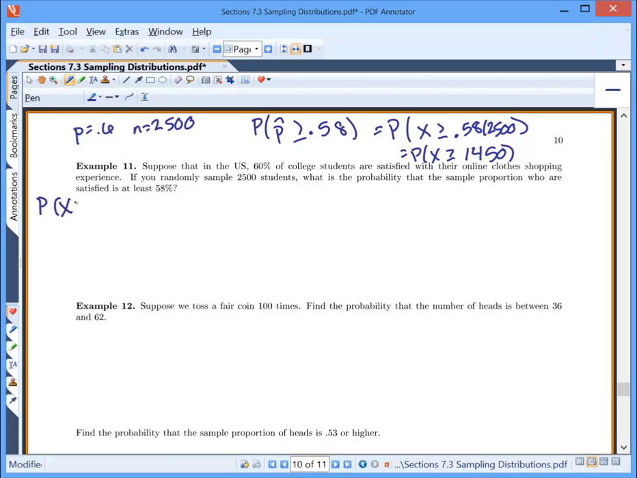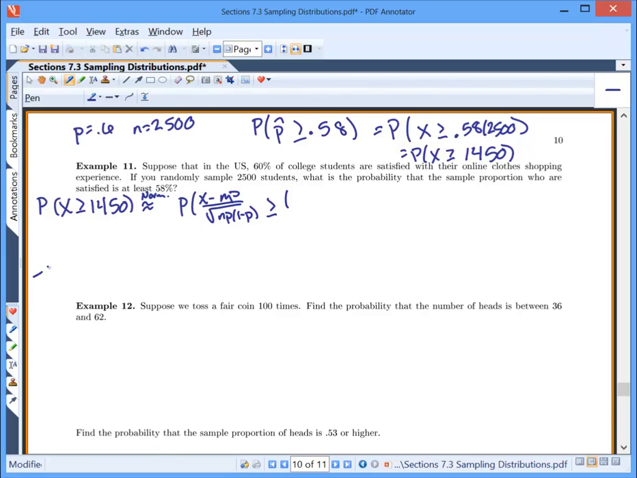So now I'm looking for the probability that x is greater than or equal to 1450. Now it's going to be approximately according to the normal distribution. The probability that (x minus np) over the square root of np times (1 minus p), because it's x minus the mean of x over the standard deviation of x, is going to be greater than or equal to... well, we do need to use our continuity correction.